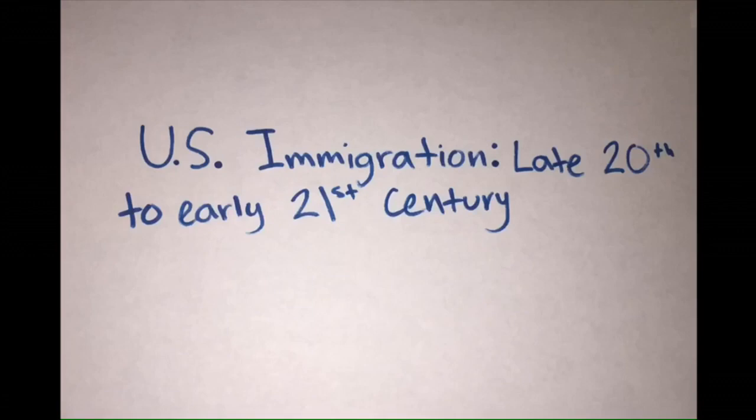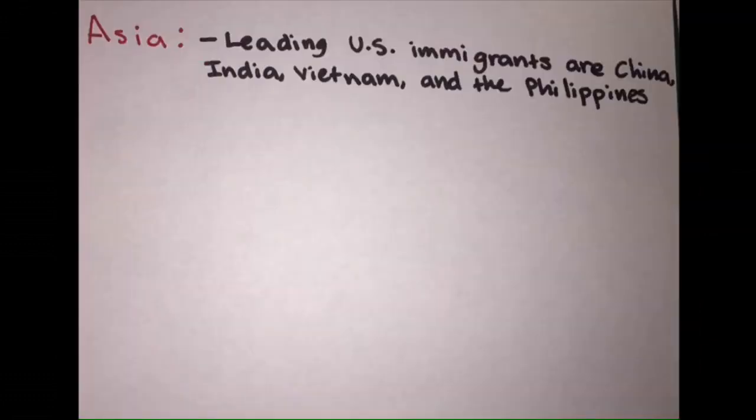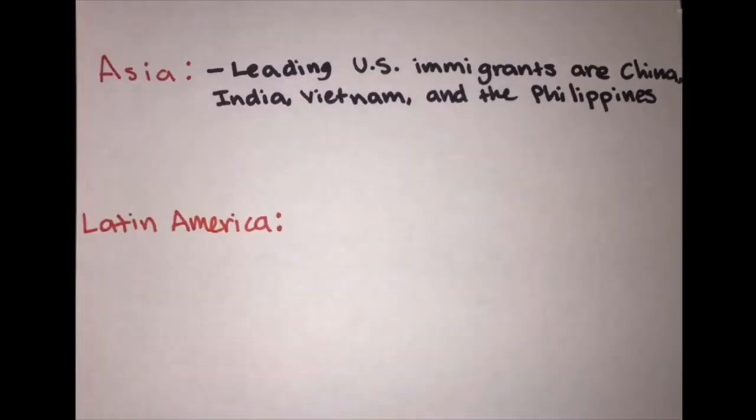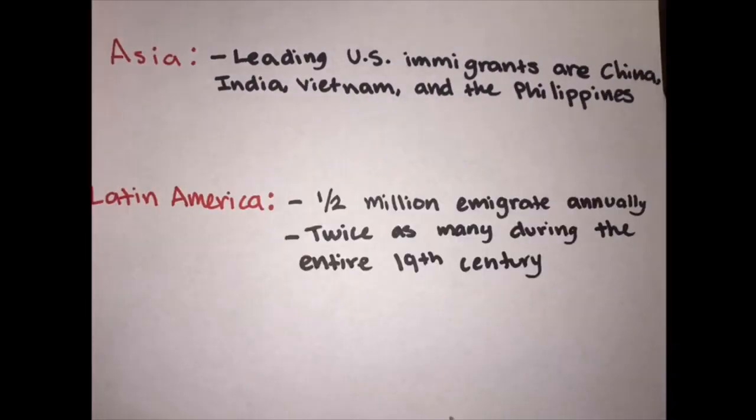Last part is U.S. immigration, late 20th century to the early 21st century. Due to the Great Depression and World War II, immigration decreased between 1930s and 1940s, but starting the 21st century, it increased to high levels. Recent immigrants have migrated from two regions, Asia. Leading U.S. immigrants are China, India, Vietnam, and the Philippines. Next is Latin America. 1/2 million immigrate annually, twice as many as during the entire 19th century.